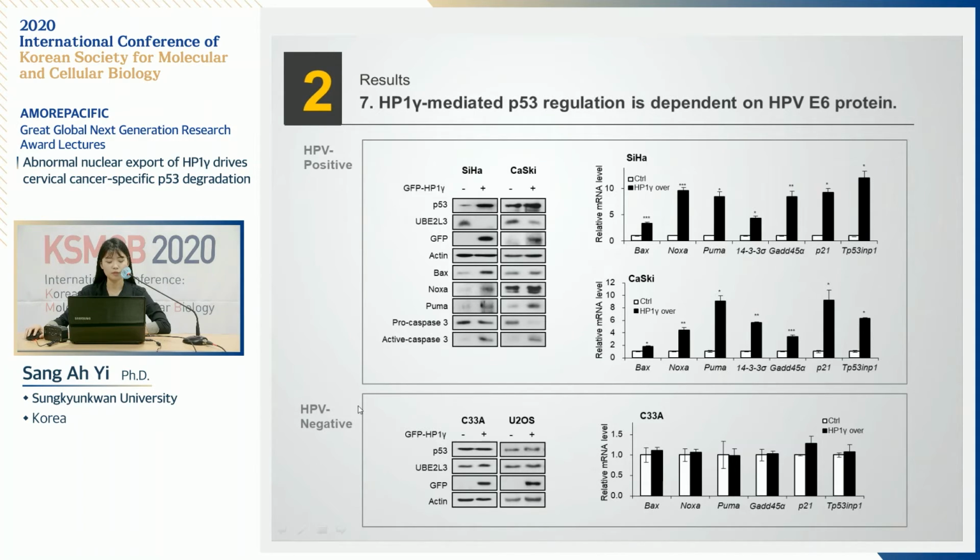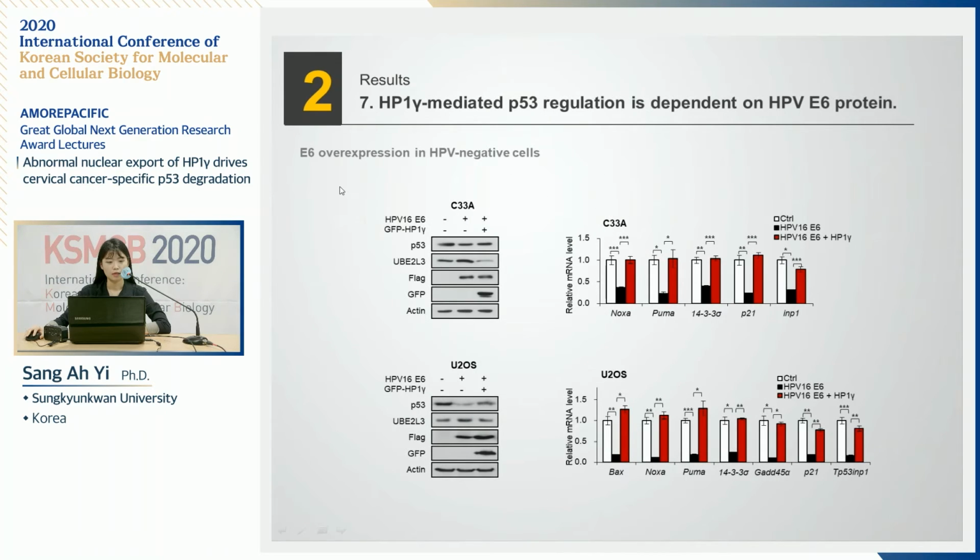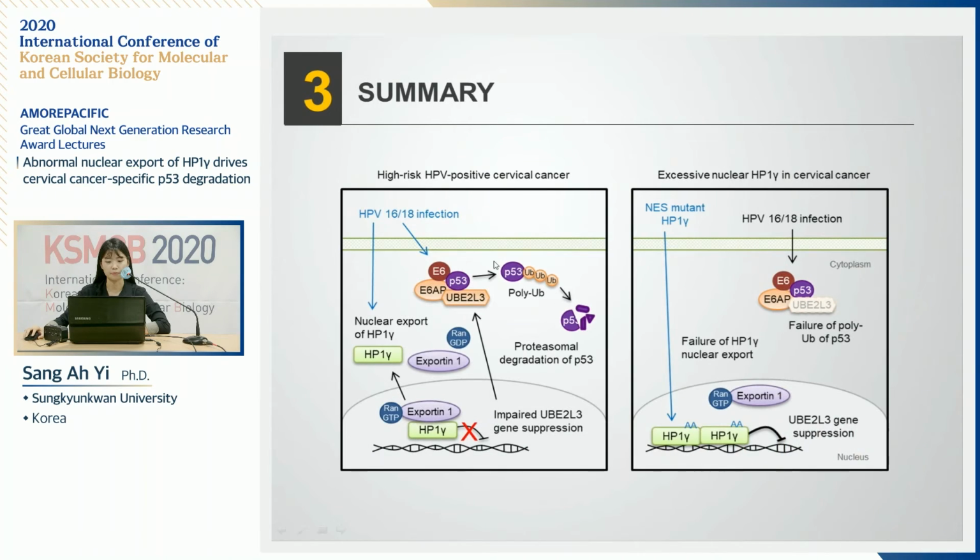But in HPV-negative cells, overexpression of HP1 gamma did not affect UBE2L3 and p53. However, upon E6 overexpression in HPV-negative cells, expression of HP1 gamma suppressed UBE2L3 and increased p53 signaling.